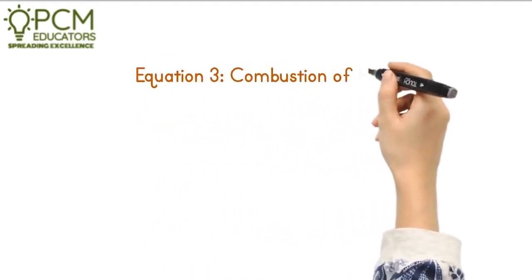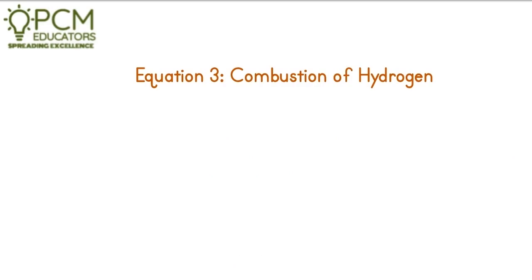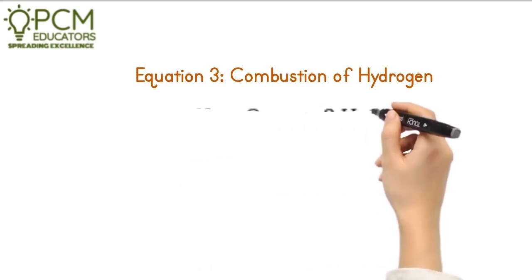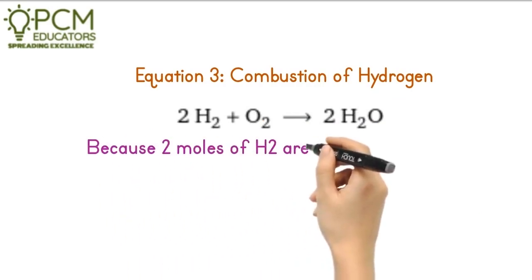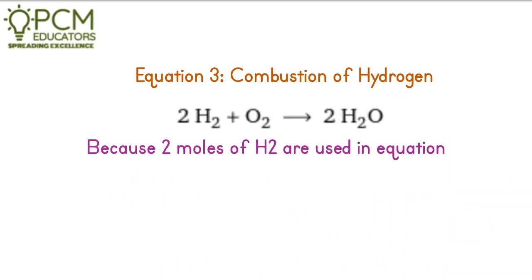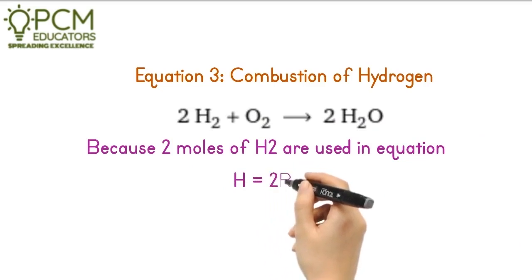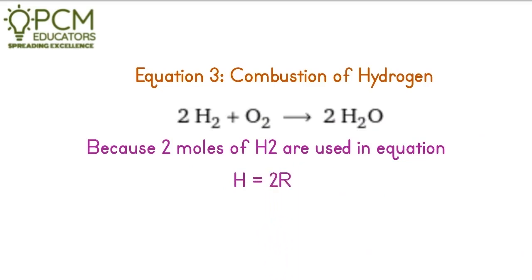Here is equation 3, that is, combustion of hydrogen. Here is the balanced equation. Using this equation, we can see that 2 moles of H2 are used. Hence, delta H is equal to 2R.